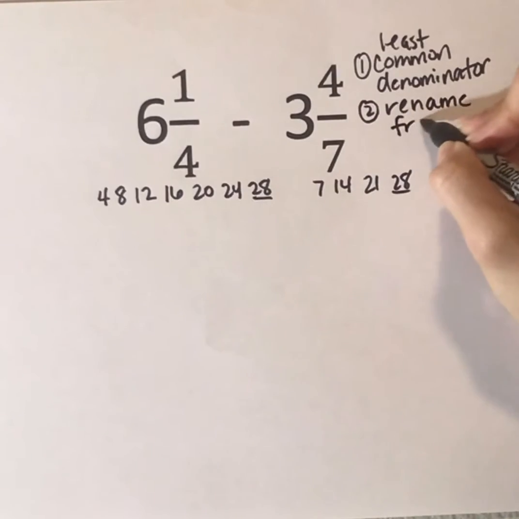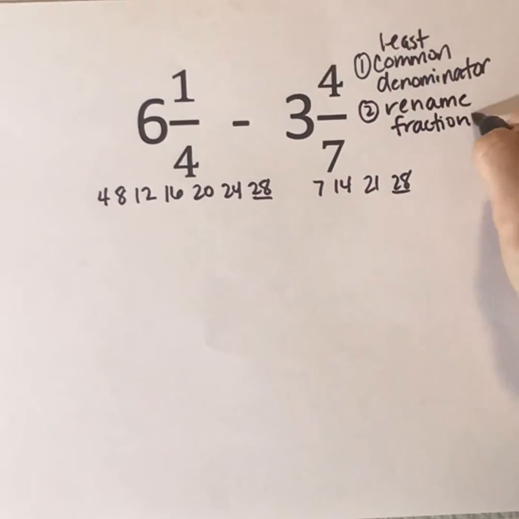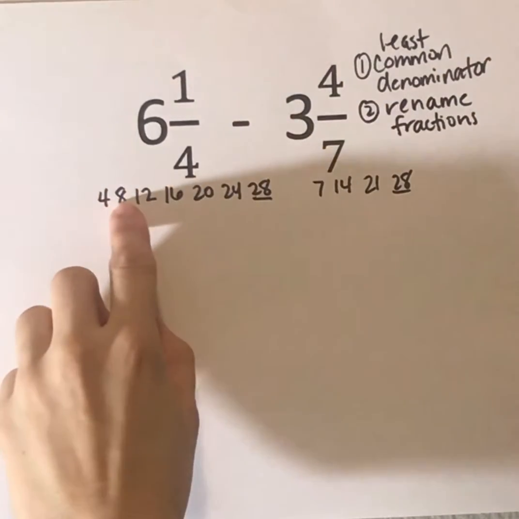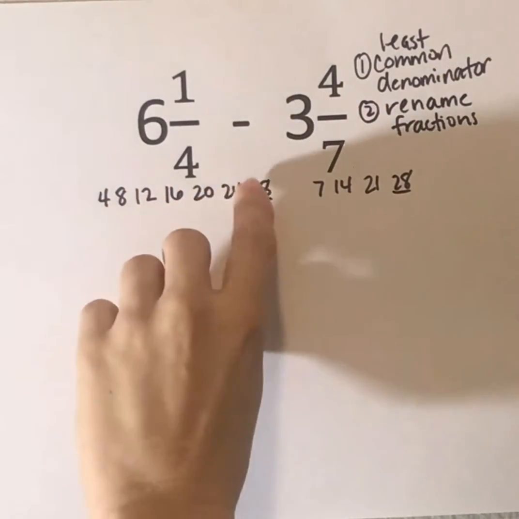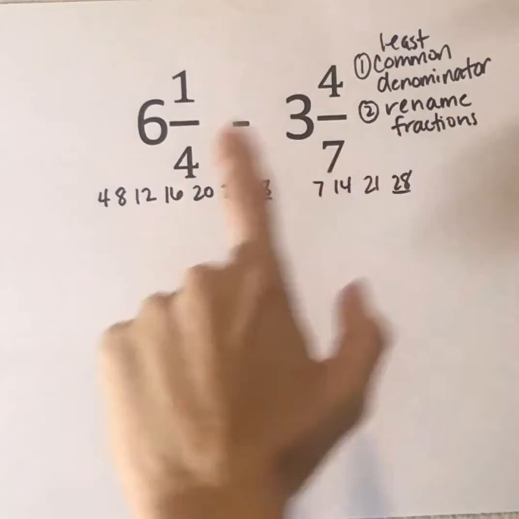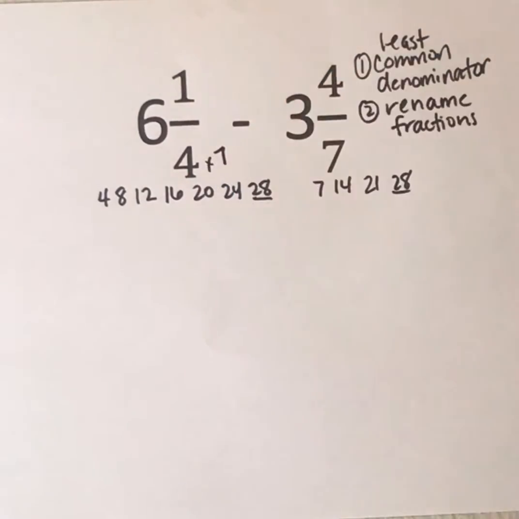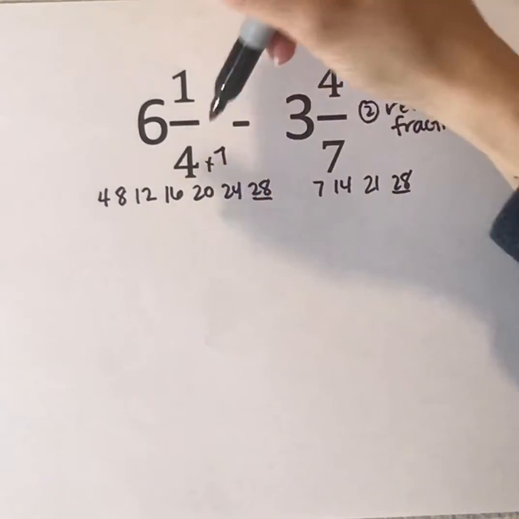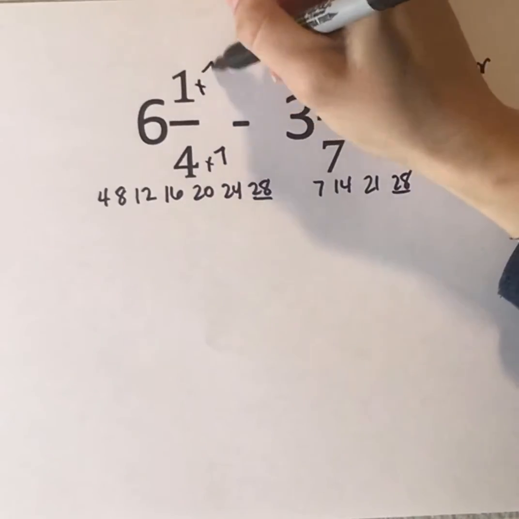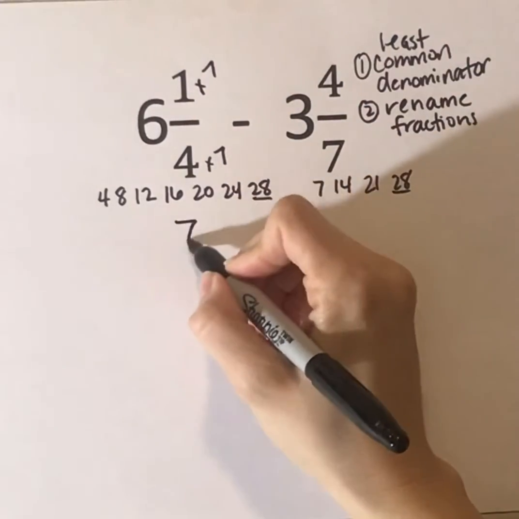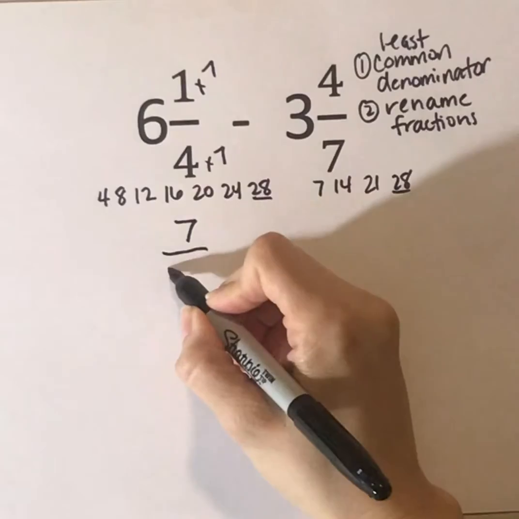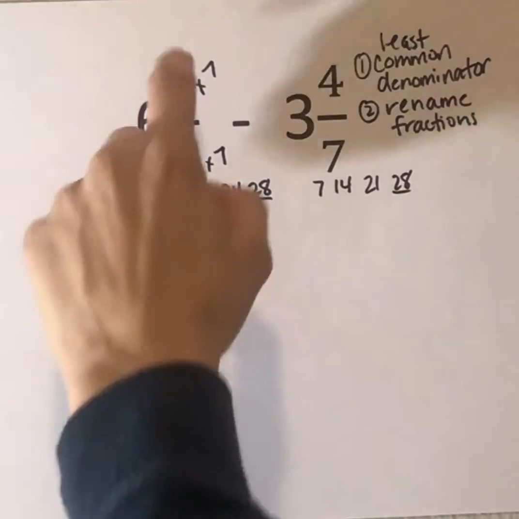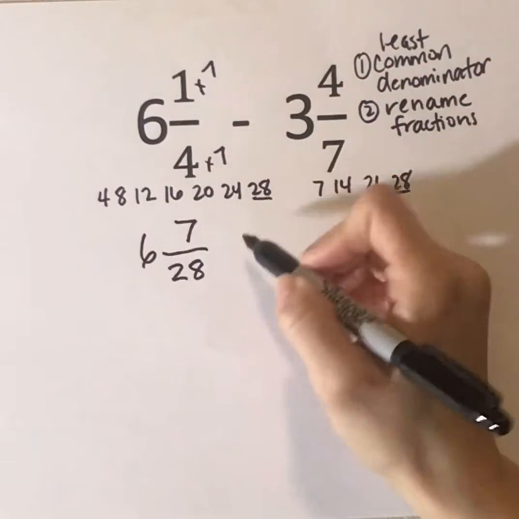The way that we rename our fractions is we use multiplication. So if you see, there's 1, 2, 3, 4, 5, 6, 7. So 4 times 7 gives you 28. And remember, what I do to the bottom, I have to also do to the top. So that now becomes 7 28ths. And don't forget to bring down your whole number.